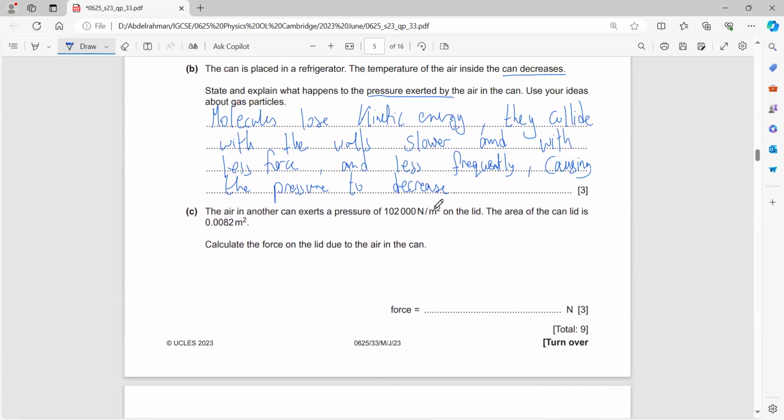Calculate the force on the lid due to the air in the can. We use force equals pressure times area. The pressure is 102,000 times 0.0082. What's the force? It will be 836.4, so 836 newtons.